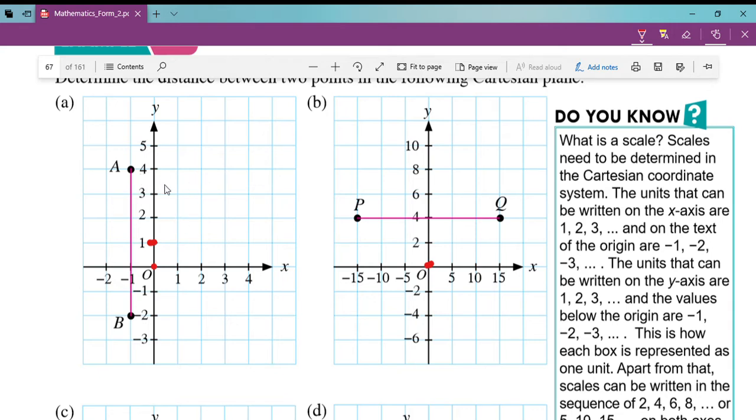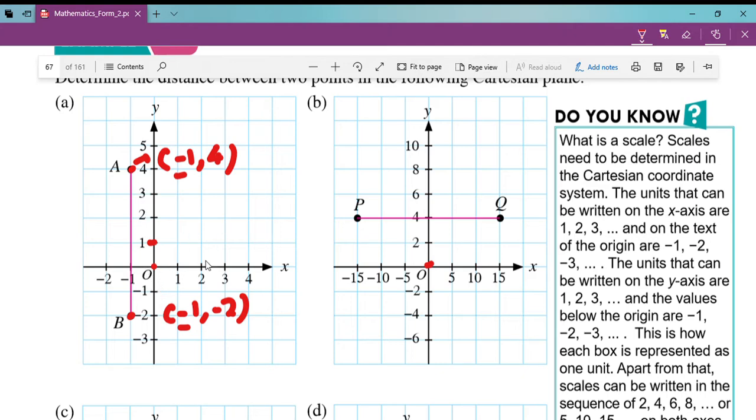For example, for A, you can see the coordinate of A is negative 1, 4. I hope you know how to name the coordinates. For B, the coordinate is negative 1, negative 2. And we notice that these two have the same x value. So don't bother with it. If you want to know the distance between A and B, it means how far you have to move to reach from A to B.